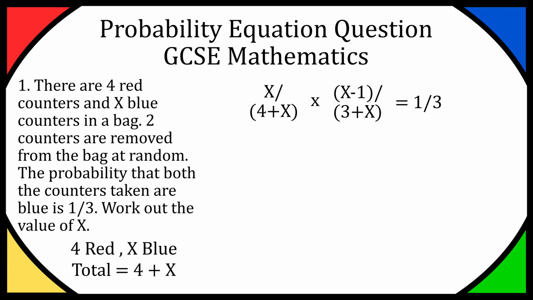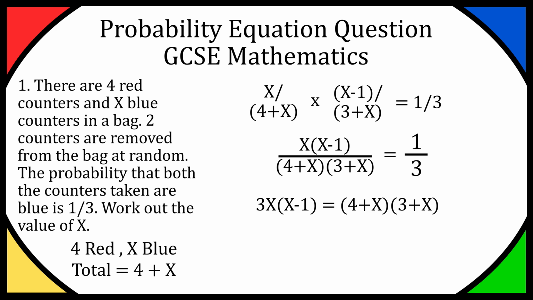I will clean it up a little bit, make it look a bit prettier. So we've got X over 4 plus X times X minus 1 over 3 plus X equaling 1/3. Just cleaning this up a little bit, we've got X times X minus 1 over 4 plus X times 3 plus X equaling 1/3. Now from here we can times both sides with what is on the bottom to get everything on the top. So we times both sides by 3. That will give us a 3 on the left and it will cancel out on the right. Then we times both sides by 4 plus X and 3 plus X, and that will give us that on the right hand side, and on the left hand side it cancels out off the bottom.